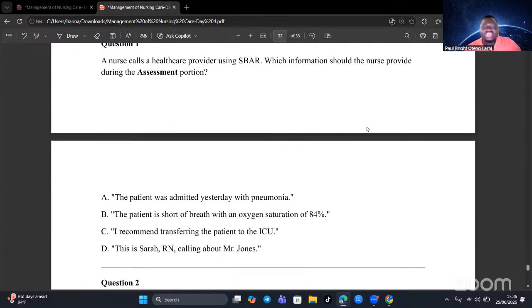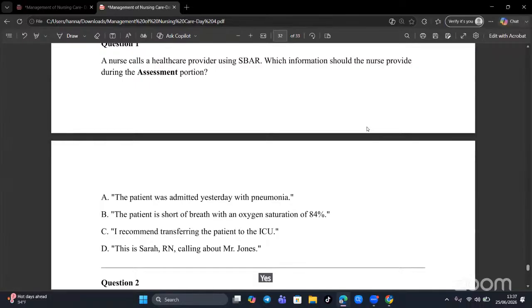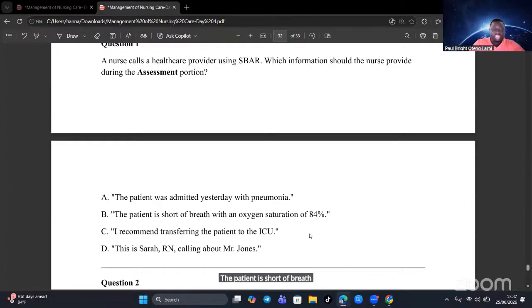A healthcare provider is using SBAR. Which information should the nurse provide during the assessment portion? B. Yes. The patient is short of breath. Okay, good. Shortness of breath with an oxygen saturation of 84.